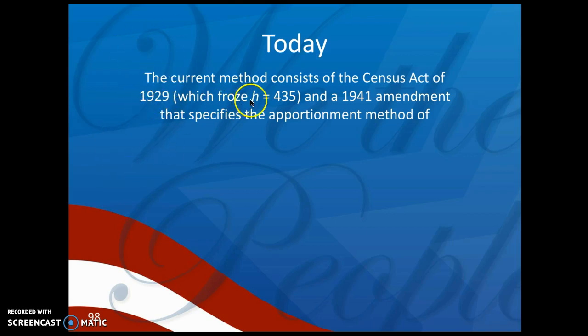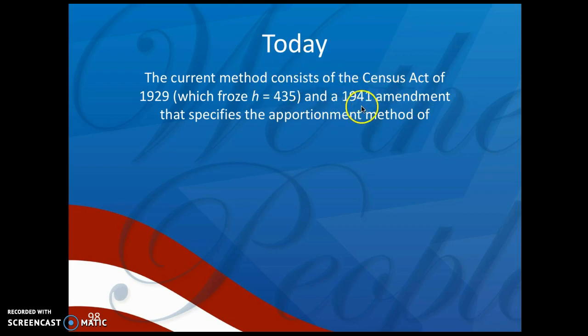Okay, today the current method used consists of the Census Act of 1929. So in 1929, that froze the house size at 435. So we have the same number of representatives now as we did almost 100 years ago. And that leads to some interesting consequences that we'll talk about in these videos. And then later on, we'll do a video series on the Electoral College that elects the president, and the fact that this house size is frozen actually might have some very important consequences in the last couple of presidential elections. But until we get there, we'll focus on this apportionment.